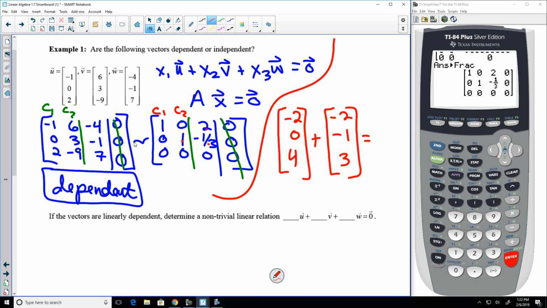Will we need to do that, or can we just stop when we get the free variable? I'm just showing you that to explain what we mean by you can write one as a linear combination of the other two. And you can tell, when you get the free variables, you can tell why that is.